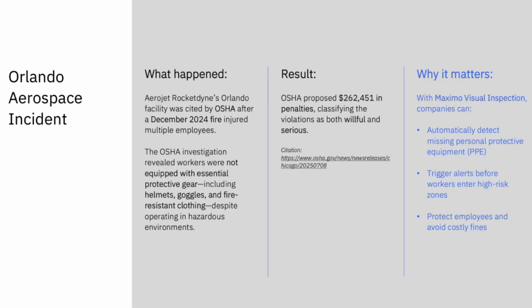To start off, let's talk about the Orlando Aerospace incident. There was a fire cited by OSHA in December 2024 where multiple employees were injured. Through the investigation, it was revealed that workers were not equipped with essential protective gear. As a result, OSHA proposed over $262,000 in penalties. Why it matters is how MVI could have helped in this situation.